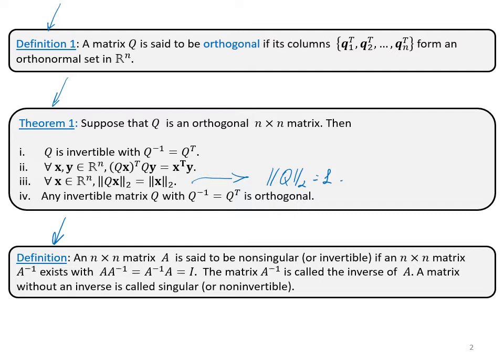And below I provide just the definition of what the inverse matrix is, to remind you that an n by n matrix A is said to be non-singular or invertible if an n by n matrix A^-1 exists with the property that the product of these two matrices, no matter from which side they are multiplied, equals the identity matrix. The matrix A^-1 is called the inverse matrix of matrix A. And a matrix without an inverse is called singular or non-invertible. It's just a reminder for you.